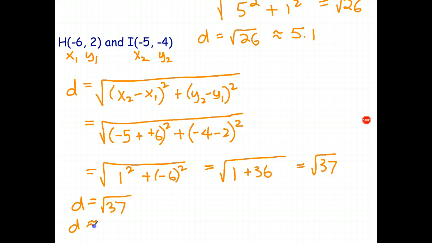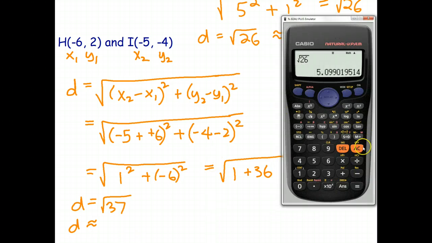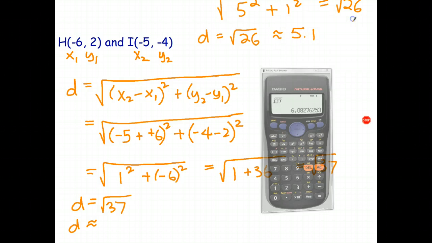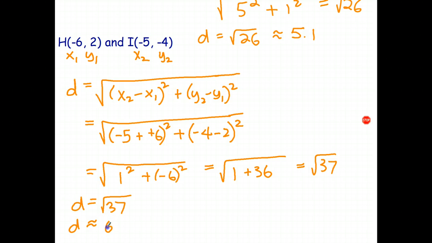So the exact answer for the distance between H and I is the square root of 37, and again, that's approximately equal to, using our calculator, square root of 37, which to 2 decimal places is 6.08, because that's a 2, so that will stay as an 8. So D is approximately 6.08 units. Okay, so what you can do now is go and practice some of these by doing some exercises out of your textbook.